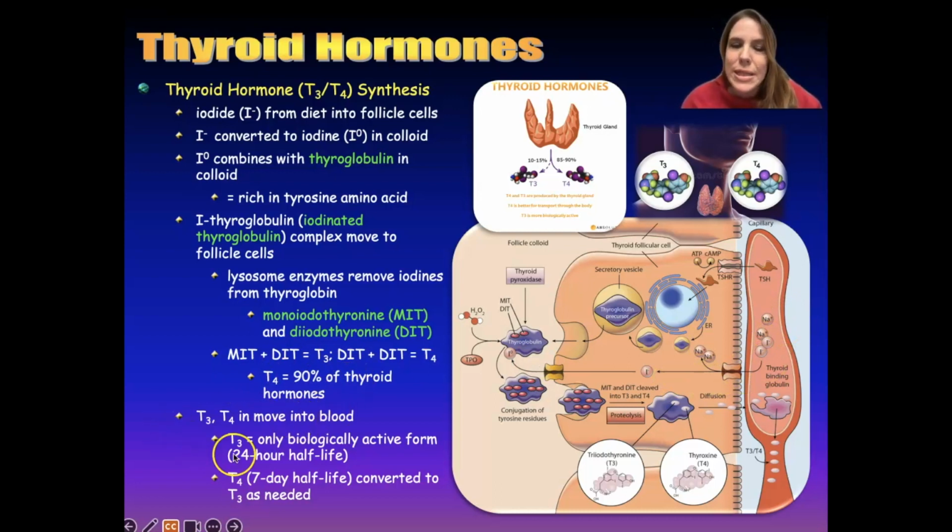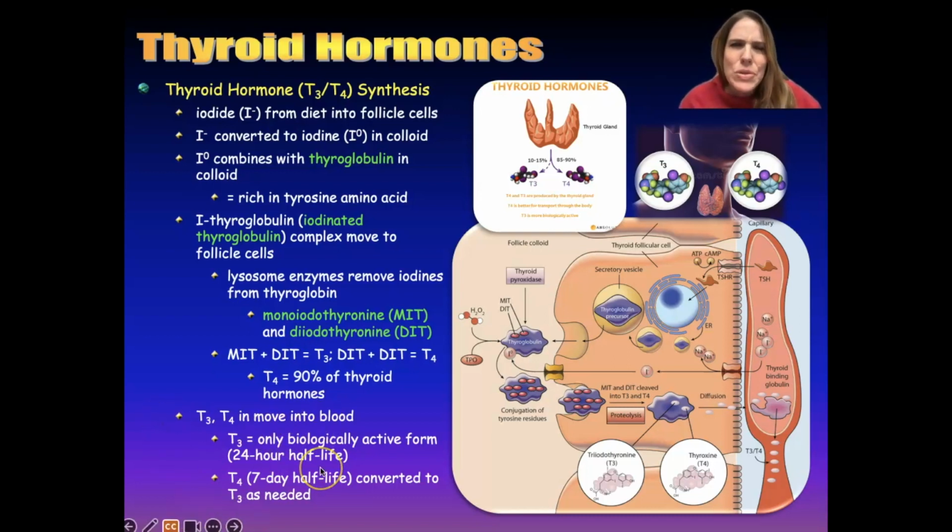Now, only T3 is the biologically active form of thyroid hormone. So to do all those metabolic reactions and all those other things we talked about, we have to have T3. Yet we said only about 10% of the hormone that's produced is T3, most is T4. But that's okay, because we can convert T4 to T3, just pulling off an iodine.